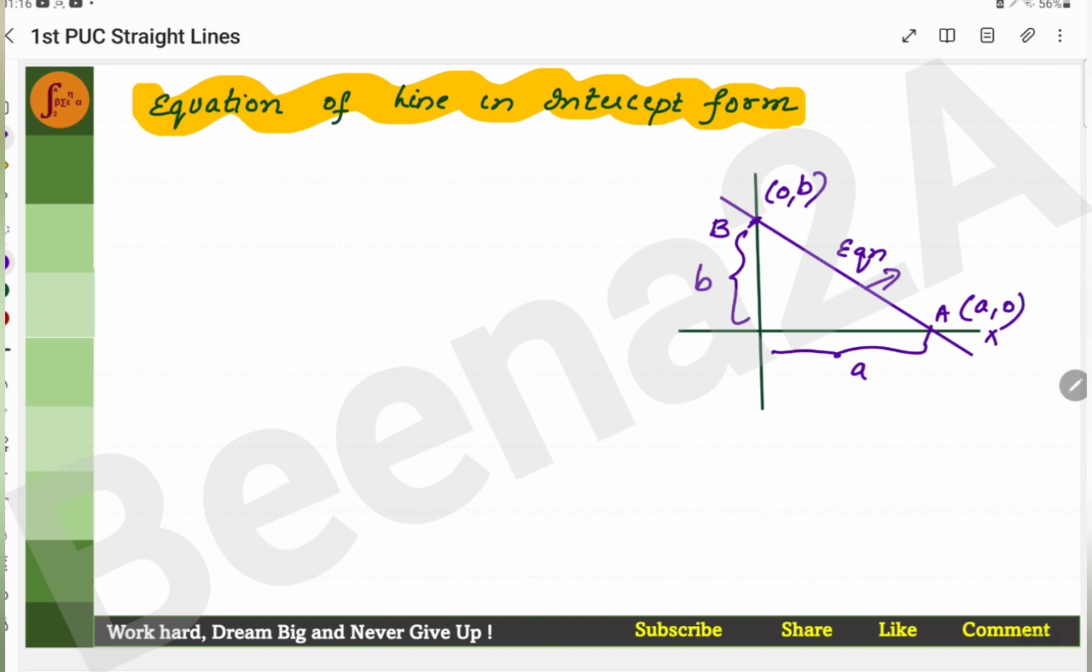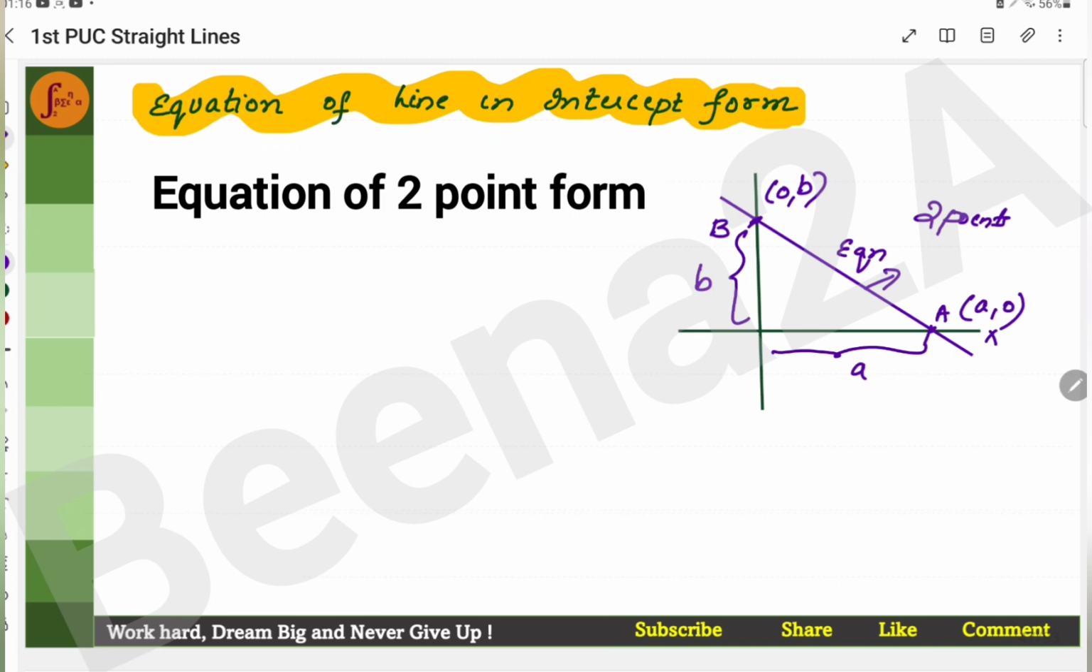Now, so you have two intercepting points here, A and B. Ultimately, these are two points, A and B. We will use the equation in 2-point form. What is the formula? y2 minus y1 by x2 minus x1 is equal to y minus y1 by x minus x1.